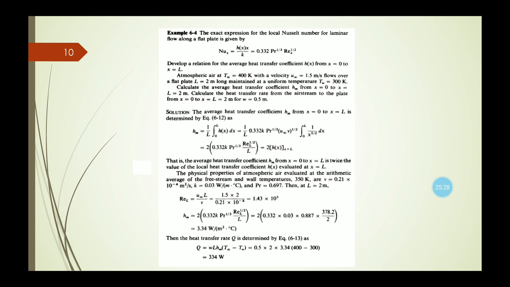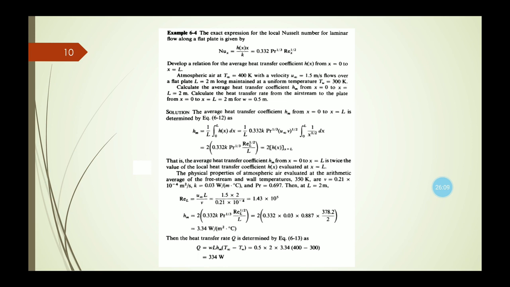So some data are given here. Atmospheric air at T equals 400 Kelvin with a velocity U equals 1.5 meter per second flows over a flat plate L equals 2 meter long, maintained at a uniform temperature of 300 Kelvin. We need to calculate the average heat transfer coefficient hm from x equals 0 to x equals L equals 2 meter, and to calculate the heat transfer rate from the air stream to the plate from x equals 0 to x equals L equals 2 for W equals 0.5 meter.